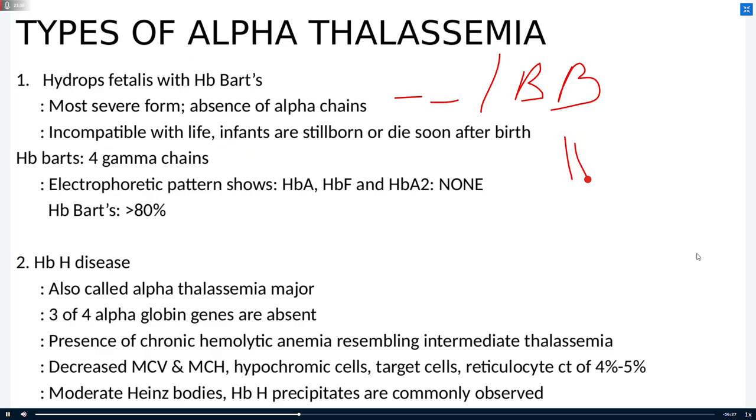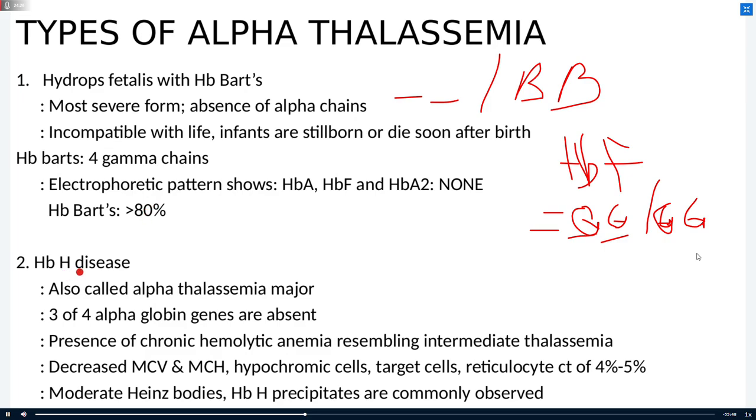Maalala niyo yung composition ng fetal hemoglobin niya? What's the composition of your fetal hemoglobin, if you remember? Alpha 2 gamma 2. So in this case class, sa fetal hemoglobin niyo, puro gamma chains. And again, without the alpha chains, they wouldn't be able to bind the oxygen. So kapag merong hydrops fetalis class, ang electrophoretic pattern would be HbA, HbF, and HbA2. Hb BARTS is greater than 80%.